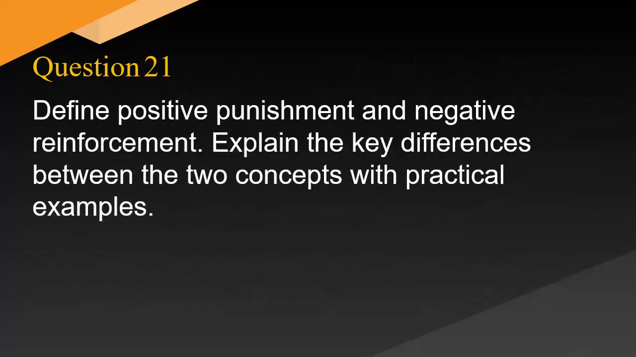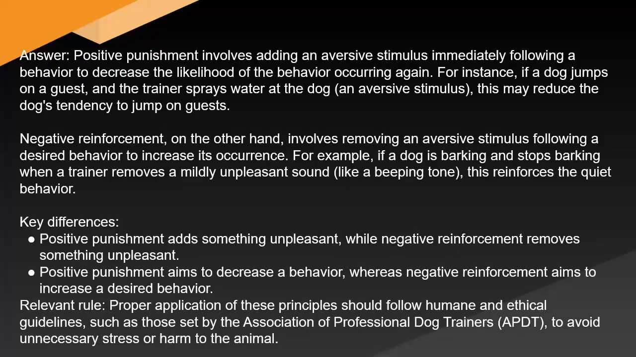Define positive punishment and negative reinforcement. Explain the key differences between the two concepts with practical examples. Answer. Positive punishment involves adding an aversive stimulus immediately following a behavior to decrease the likelihood of the behavior occurring again. For instance, if a dog jumps on a guest and the trainer sprays water at the dog, an aversive stimulus, this may reduce the dog's tendency to jump on guests.